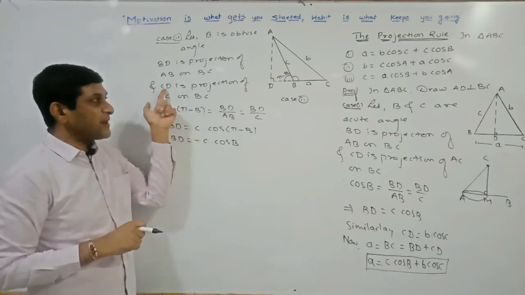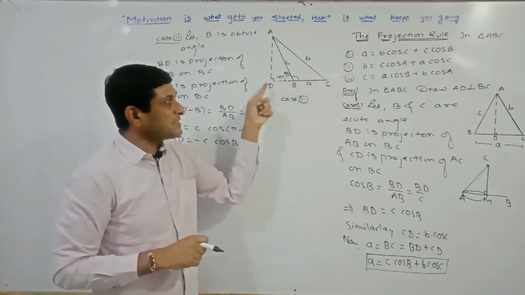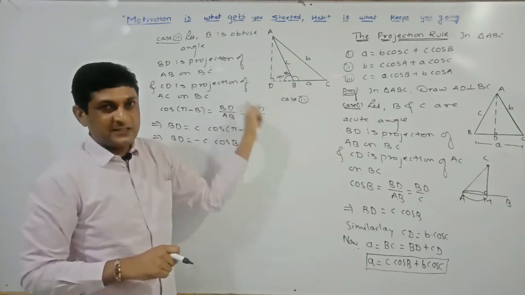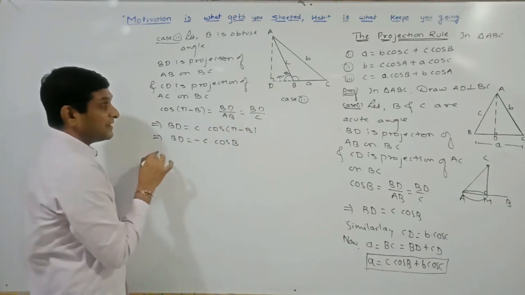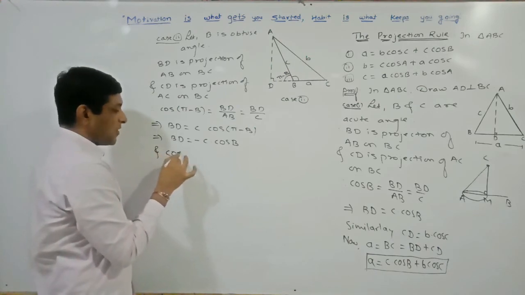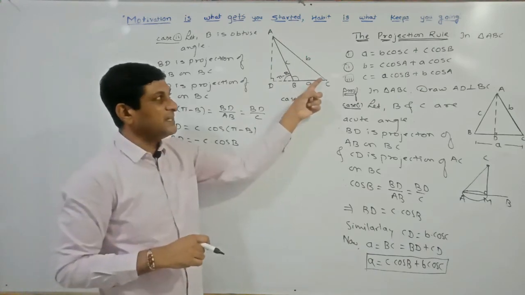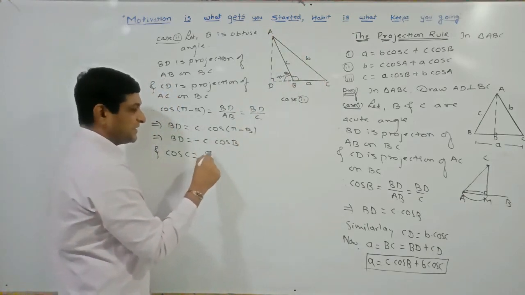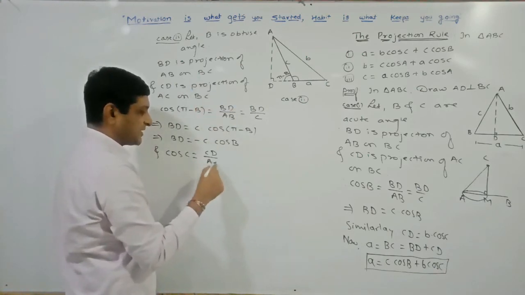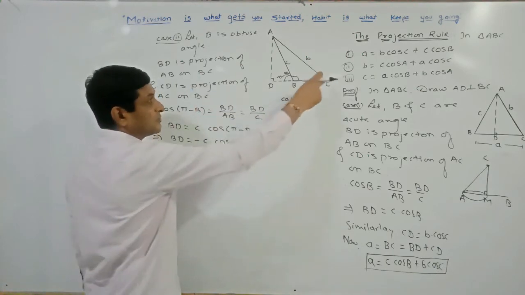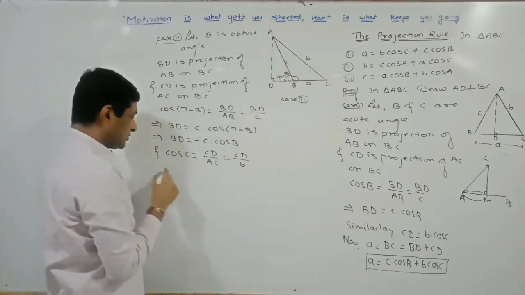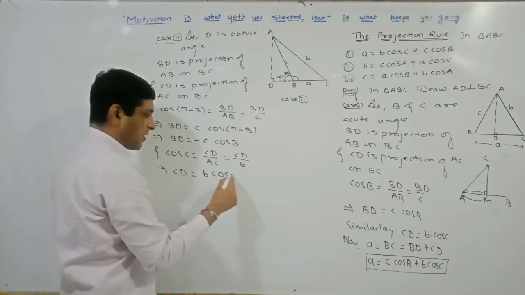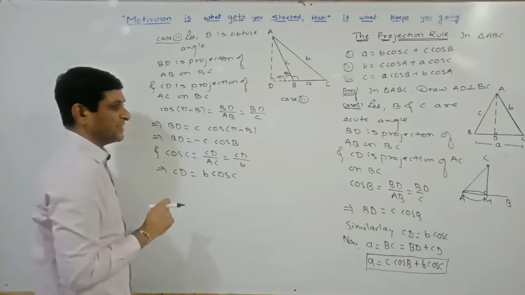Now we are trying to find the value of CD here. CD is the side of triangle ADC, so we are considering this triangle. In this triangle, cos C is equal to, for this angle C, CD is the adjacent side and AC is the hypotenuse. So CD upon AC, but the length of AC can be denoted by b. So which implies that CD is equal to, taking b on this side, b cos C.